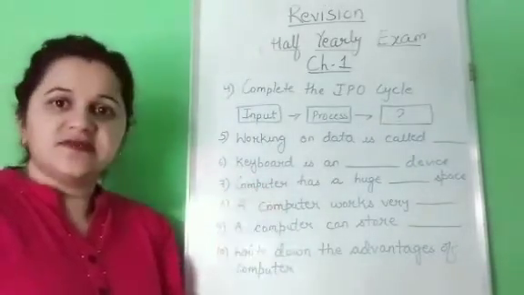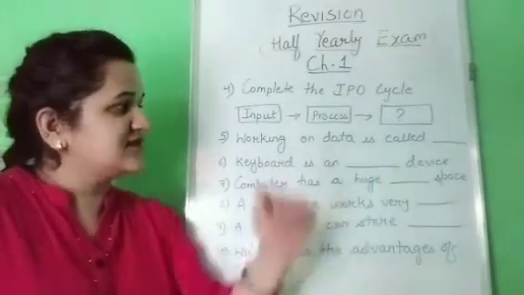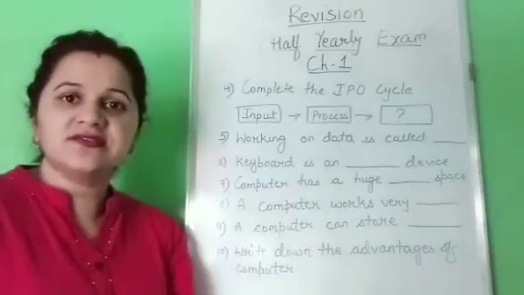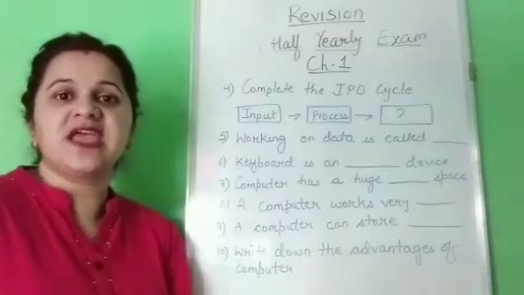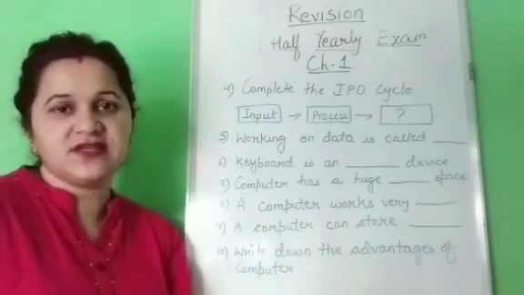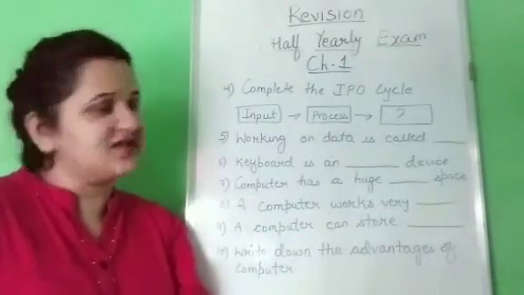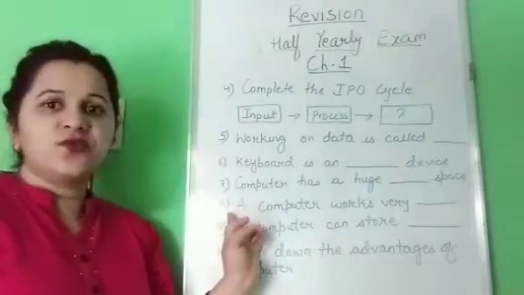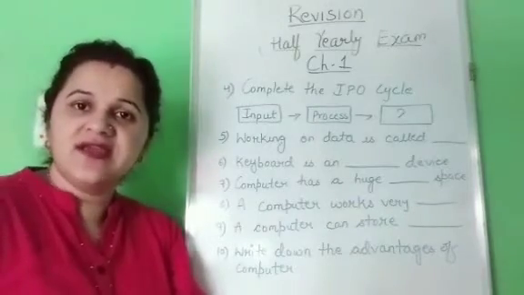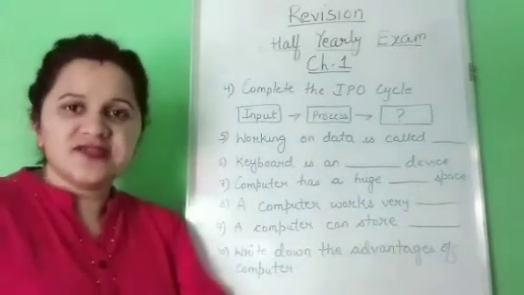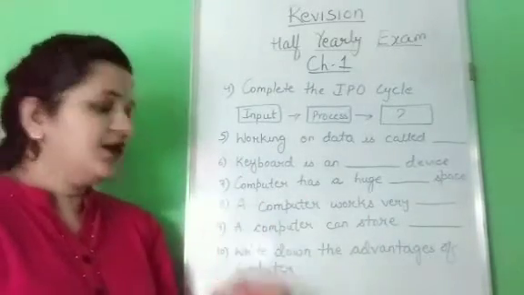Now come to the seventh question. Computer has a huge dash space. Now what kind of space does a computer have? Yes, storage space. It has a huge storage space. It can store a lot of data in it. So write down storage, S-T-O-R-A-G-E, storage. Come to the 8th question. A computer works very dash. A computer works very fast. So write down fast here, F-A-S-T, fast.